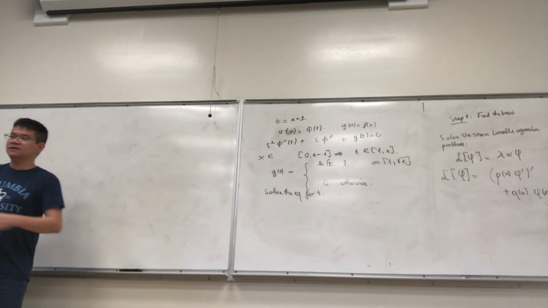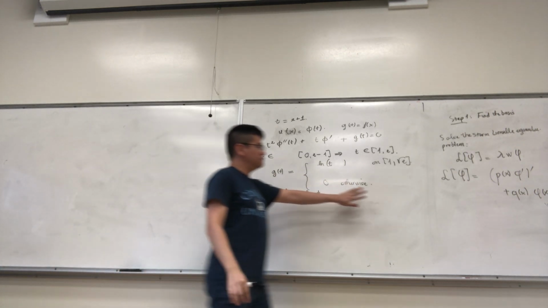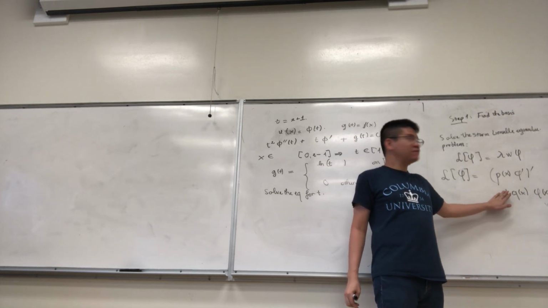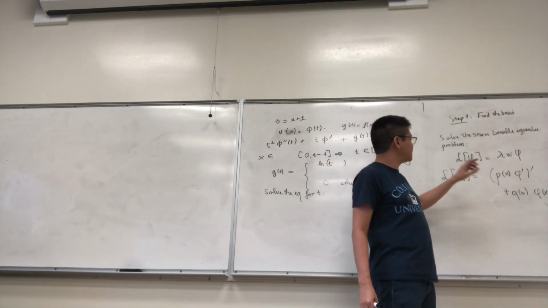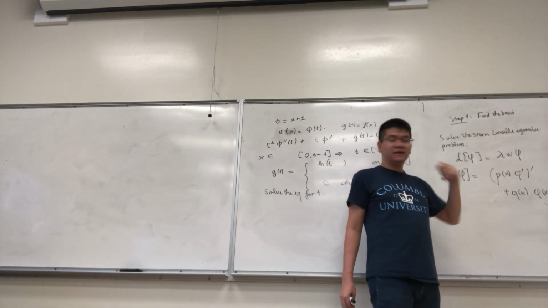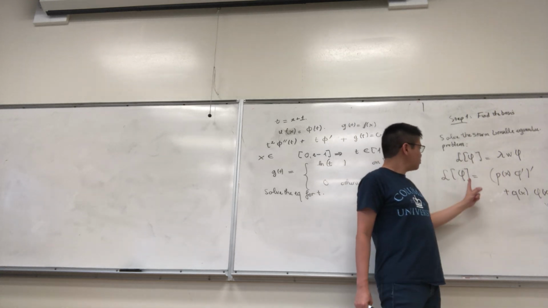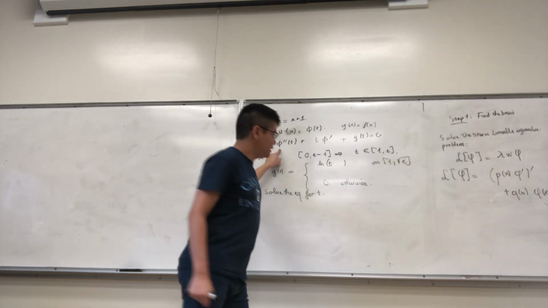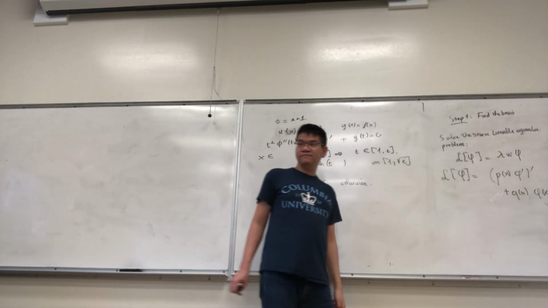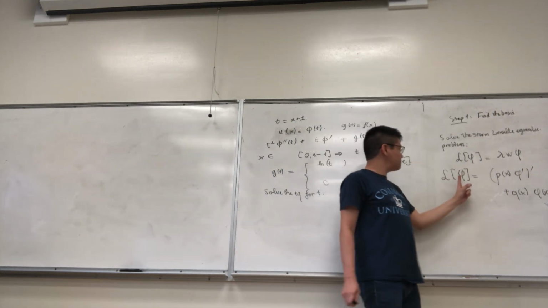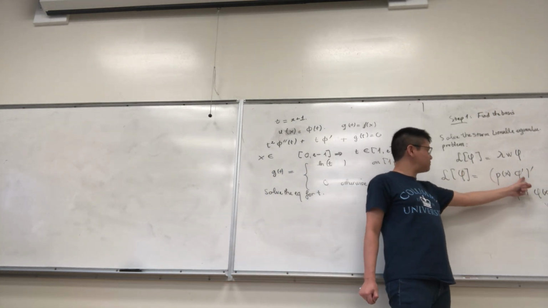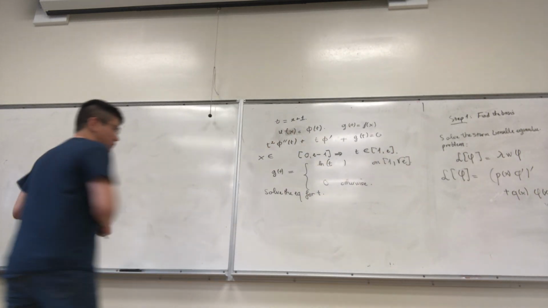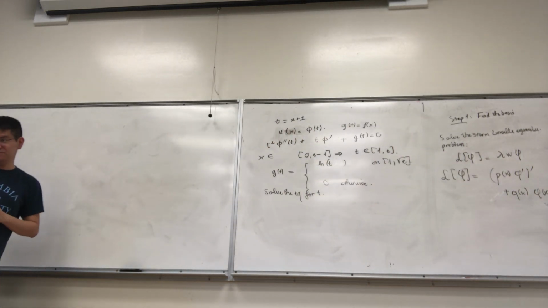Right? So this is what we have from the previous class. You're going to have to solve the Sturm-Liouville eigenvalue problem, right? So you're going to find p and q such that you can write this under this form. All right. So this L phi will be (p phi prime)' plus q phi, right? Now we have to find p and q.